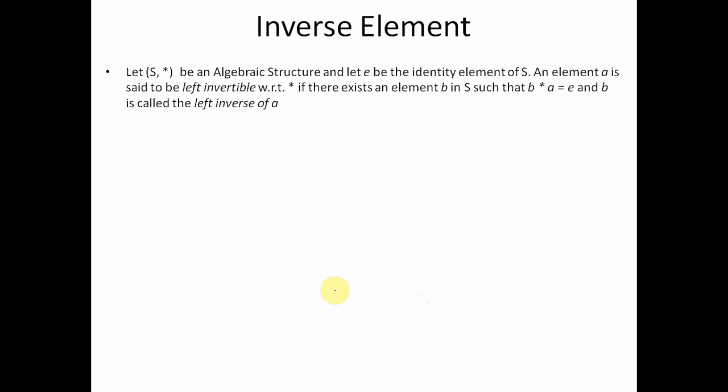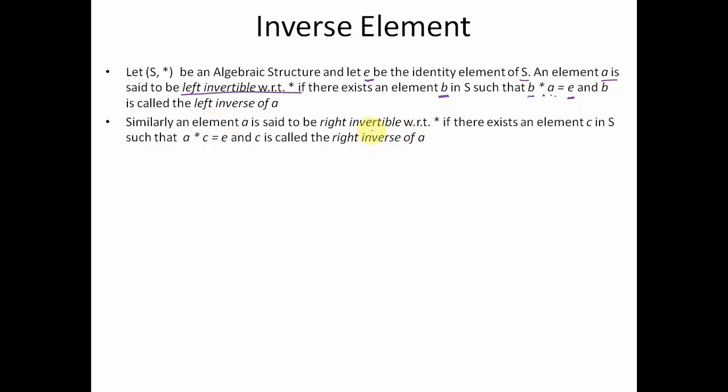Right? That brings us to the next important property, that is the inverse element. Let (S, *) be an algebraic structure and let E be the identity element of S. An element A is said to be left invertible with respect to star if there exists an element B such that B * A, see, B is on the left side of A, so that is why we call it left invertible, B * A is equal to E, and B is called the left inverse of A. Similarly, we can define the right invertibility and right inverse. See here, C is on the right hand side of A, so C is called the right inverse.